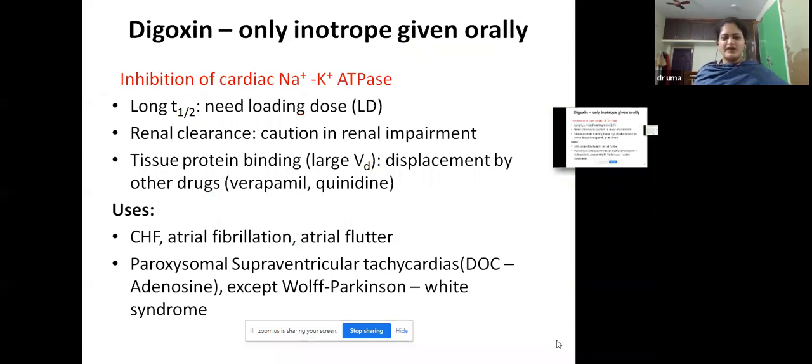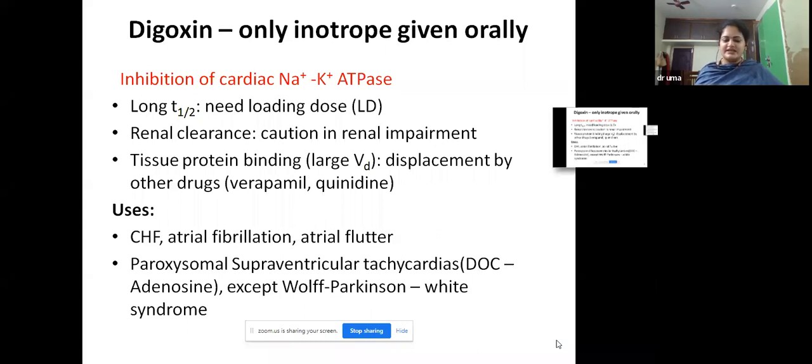Digoxin is the only drug I know which is given orally. Its mechanism of action is inhibiting the sodium potassium ATPase. It has a long half-life, so a loading dose has to be given. It is excreted through the kidney, so caution in renal impairment. It has a large volume of distribution and good plasma protein binding. So verapamil and quinidine-like drugs displace the digoxin from the plasma protein, increasing the digoxin levels. So verapamil and quinidine enhance the digoxin toxicity.